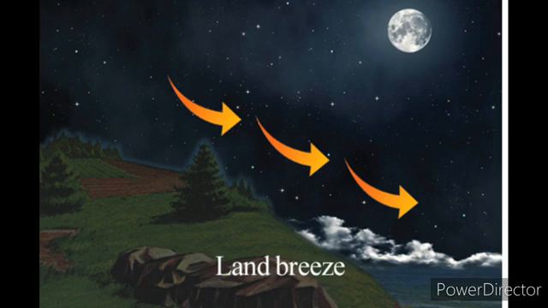During the night, it would be high pressure over the land as the land cools faster than the sea. It results in the movement of air from the land to sea. This is known as land breeze. So, the land breeze occurs during the night, and it is the wind from land to sea.